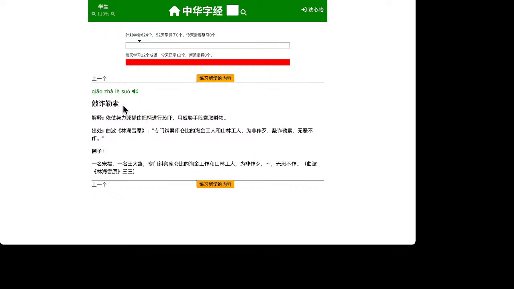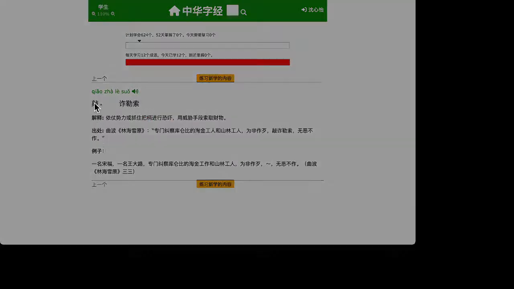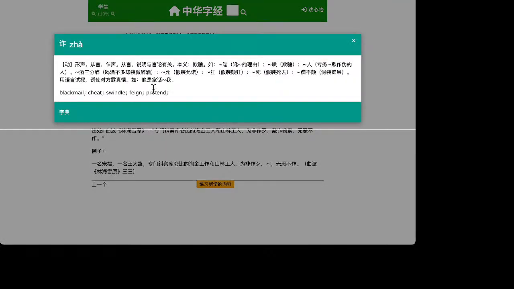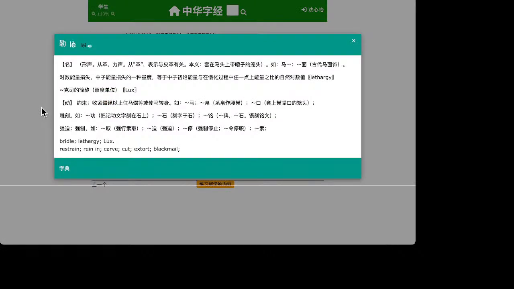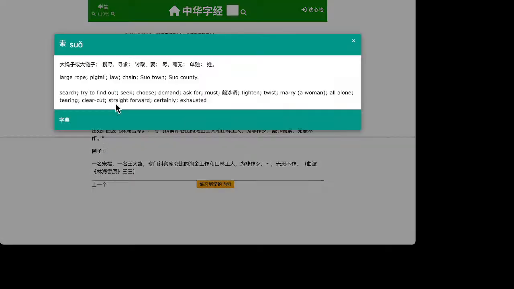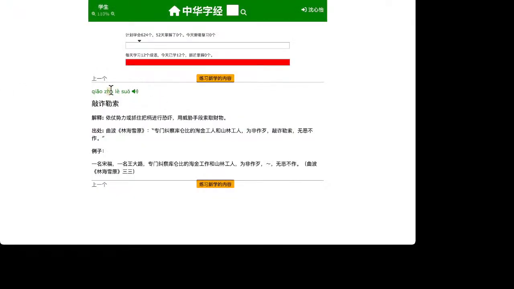敲诈勒索 refers to that. Each of these characters: 敲 means knock, 诈 blackmail, cheat, swindle, feign, or pretend. 勒 could be restrain, carve, cut, extort, or blackmail. 索 meaning search, find, seek, choose, demand, ask for, like in 索取. So you're using force, extortion, swindling, blackmail, all these shady methods to try to get what you want.